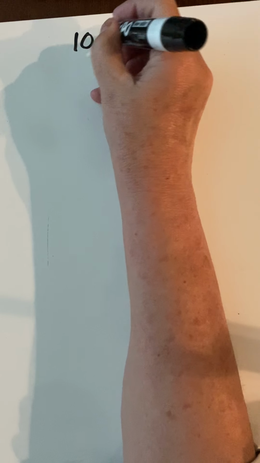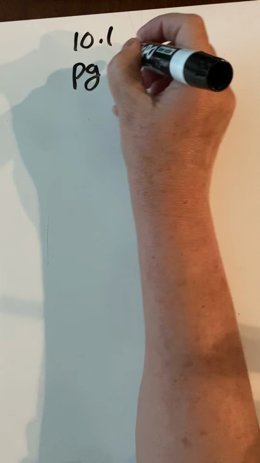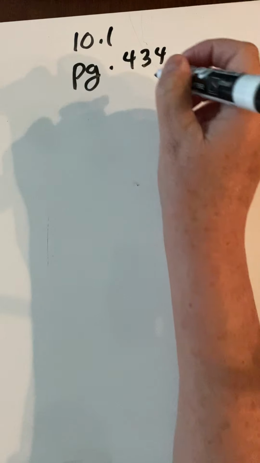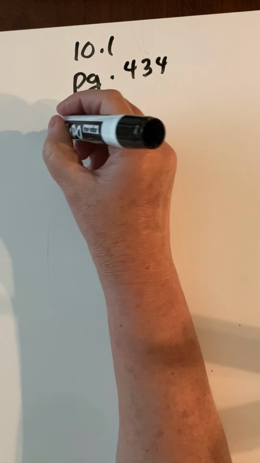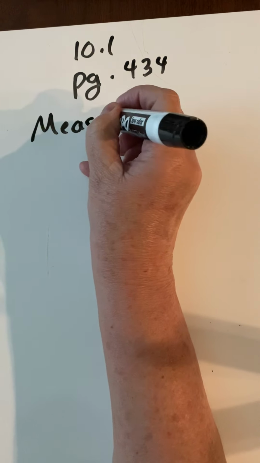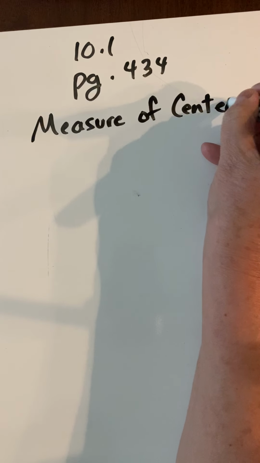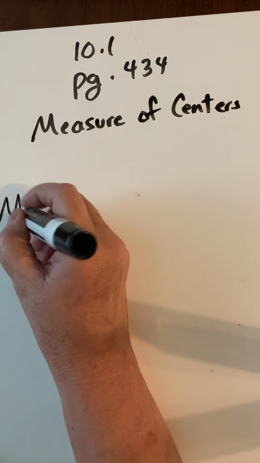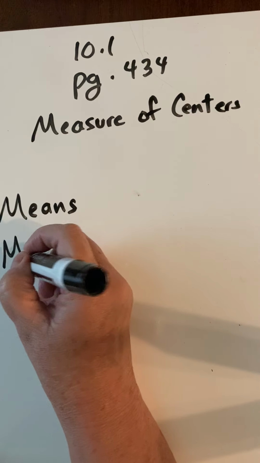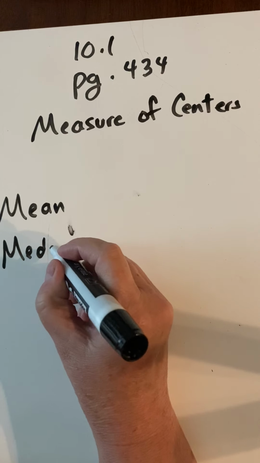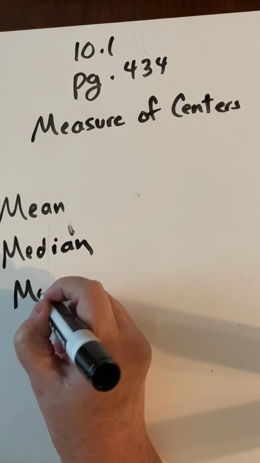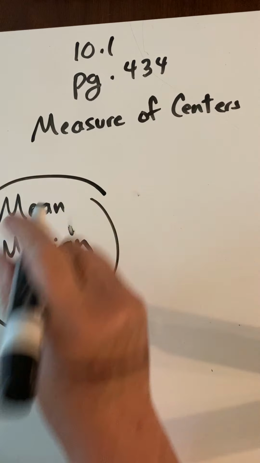Hey everybody, I'm going to be doing chapter 10.1 today, which is measures of center. This can be found on page 434 if you want to follow along. And it has to do with measures of center. You've probably already done this before. This has to do with statistics, so you probably have already seen this. We're going to be talking about mean, median, and mode. Those are the three measures of center that we're going to use.